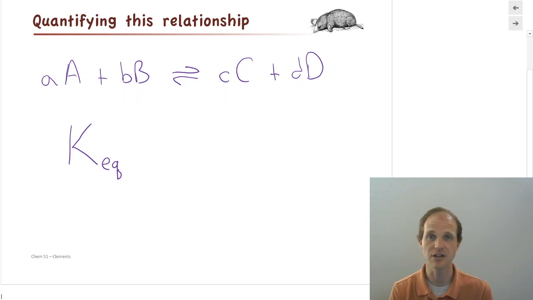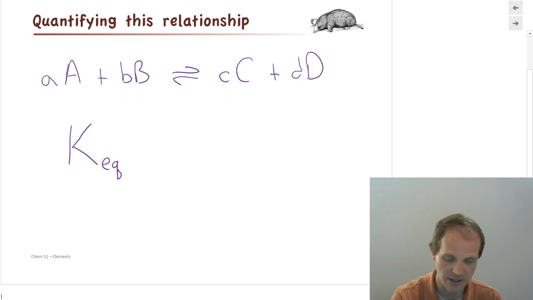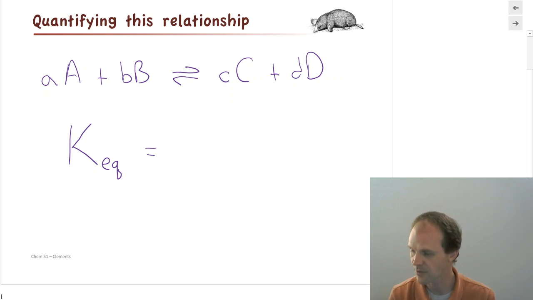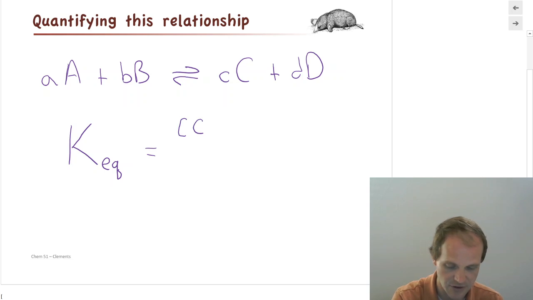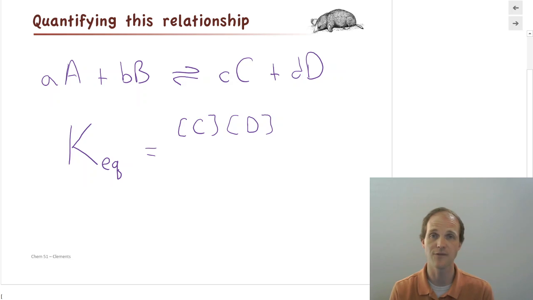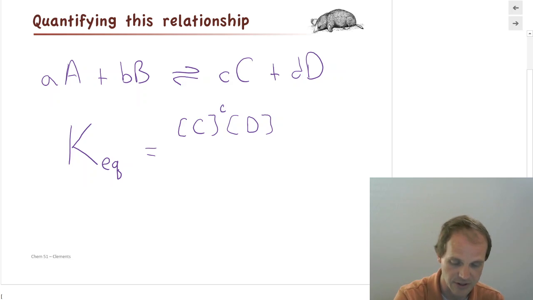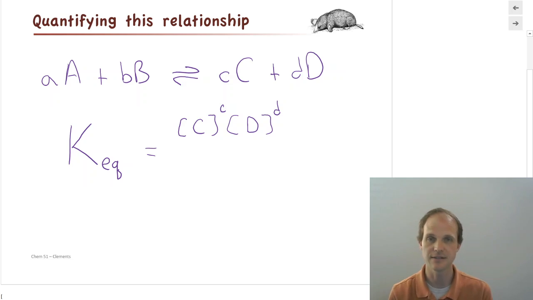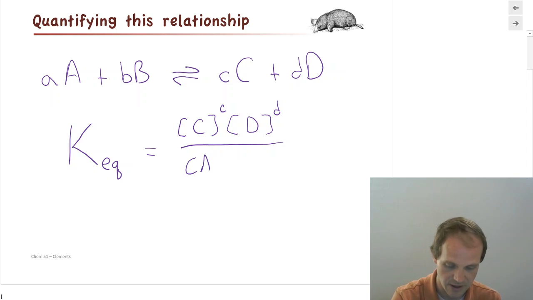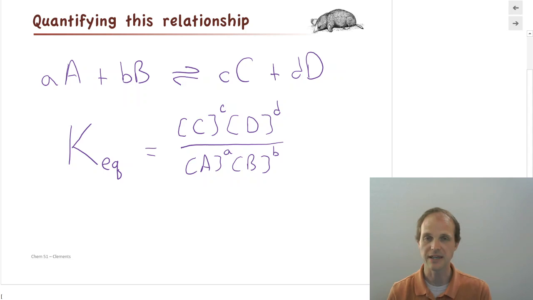It's just a definition based on a balanced chemical reaction, and it is this, that the equilibrium constant is defined as the concentration of C times the concentration of D, so the concentration of your products raised to the power of their stoichiometric coefficients, little c, little d, divided by the reactants. And so we're going to take the concentration of A times the concentration of B raised to their stoichiometric coefficients, little a, little b. That is just the definition of the equilibrium constant.